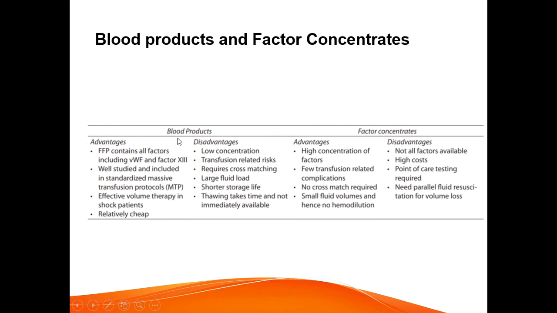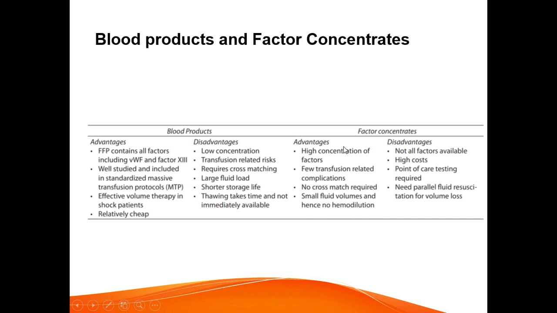Blood product, typically FFP, contains all the factors including von Willebrand factor and factor 13, but the amount is very less concentration, so you have to give a large volume. It's been studied well, especially in massive transfusion protocol, because volume substitution is also an important consideration, and it is relatively cheap. Disadvantages: it's got low concentration, transfusion related infection risk, requires cross matching, large fluid overload, risk of volume overload, and thawing takes time. FFP thawing takes somewhere between 60 to 90 minutes, so if a patient requires it immediately, it may not be available.